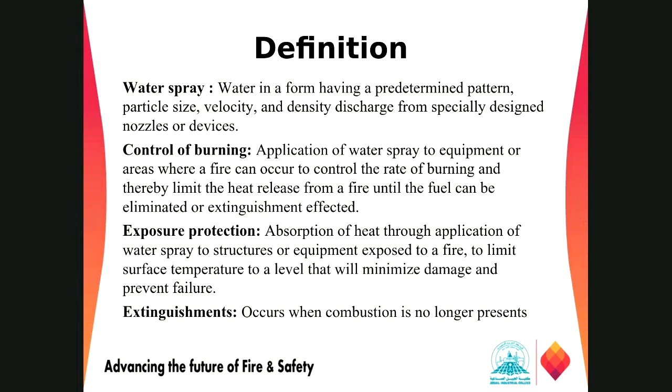The second one is exposure protection, right? The meaning of exposure protection is that suppose there are two process equipment in a process area. If this one catches fire, the heat will be released from this area by radiation or convection, and that heat will strike this surface and increase its temperature. So it is already getting damaged, and it will also damage this one if it is not protected with the water spray system.